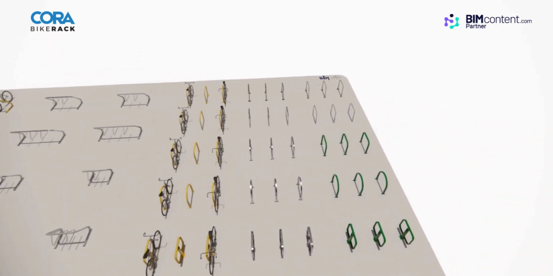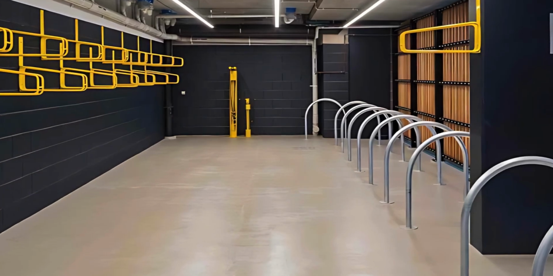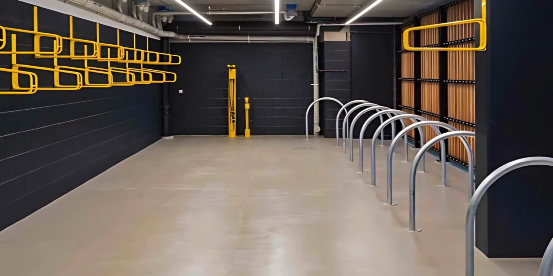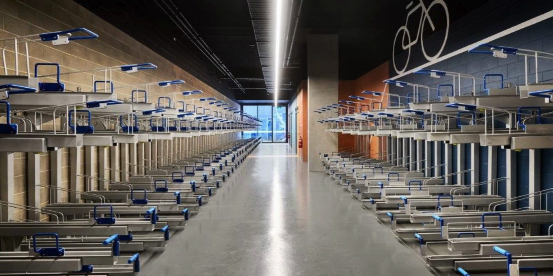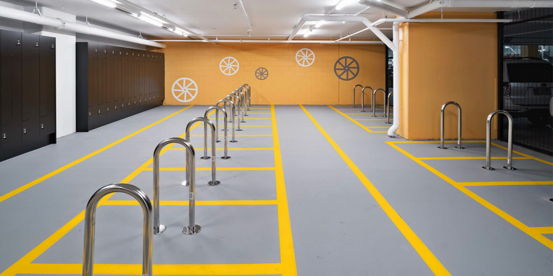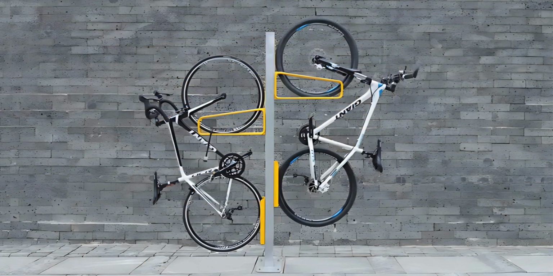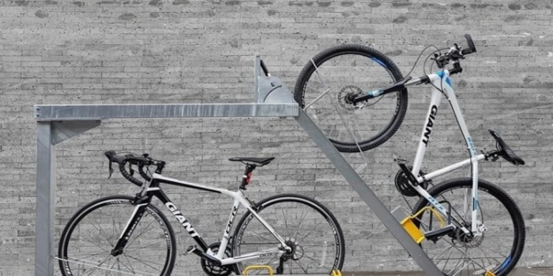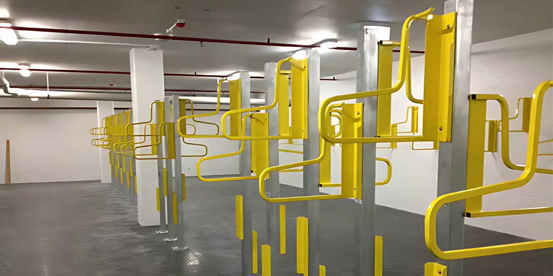Included in the library is an extensive range of customisable bike parking and storage solutions, such as bicycle racks, bicycle rails, lockers, maintenance solutions, and scooter racks. Everything you need to design, document, and visualize bike parking solutions built for durability, accessibility, and performance.